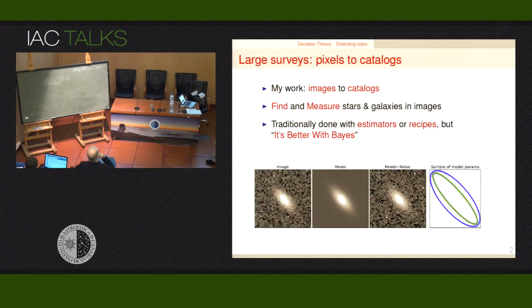Okay, so I was supposed to talk about working on large surveys and Bayesian statistics. So this is, I think, the part that is most related to that. My work is all about going from images to catalogs. A lot of astronomers don't really like images. They just want catalogs, right?